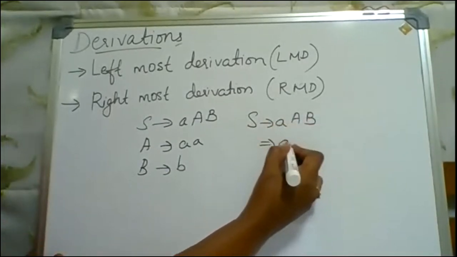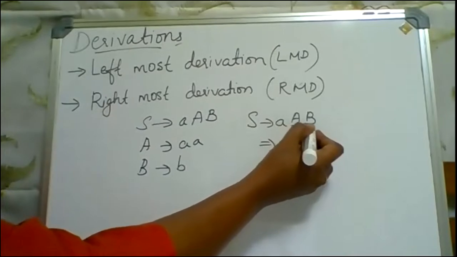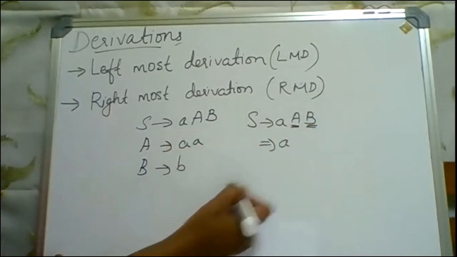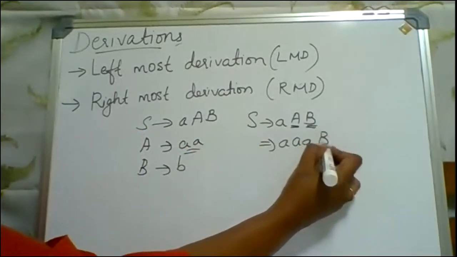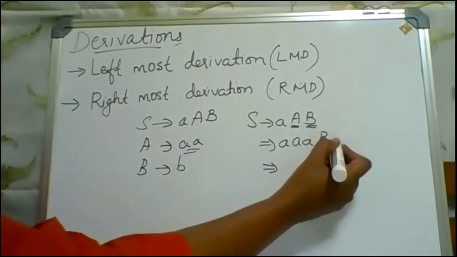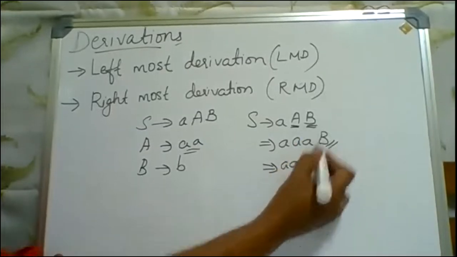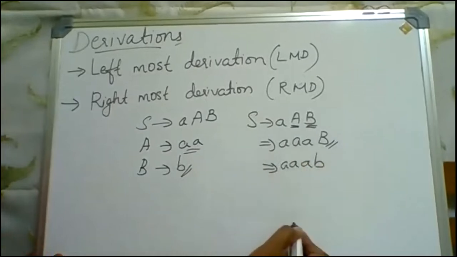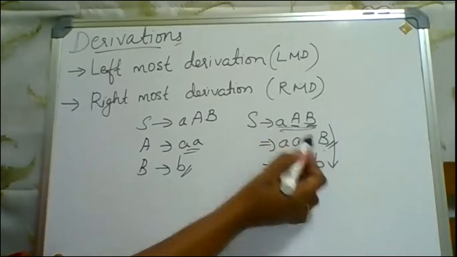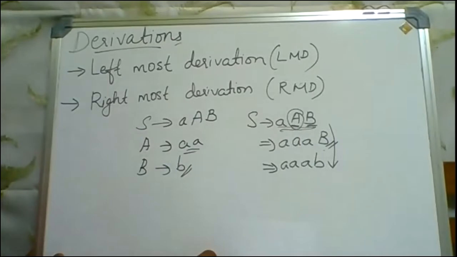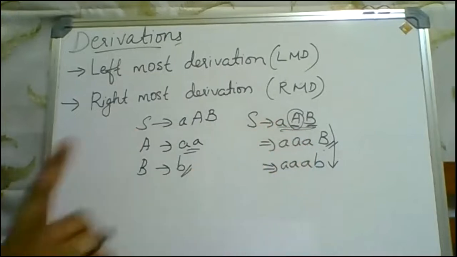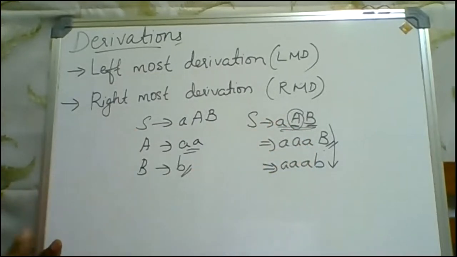In the next step, we can replace either A or B with any of its productions. Suppose I replace this A with its production, we will get AAB. In the next step, we replace the variable B, so B is replaced with b. This process is called derivation. At each step we replace a variable with one of its productions, and we replace only one variable at a time.